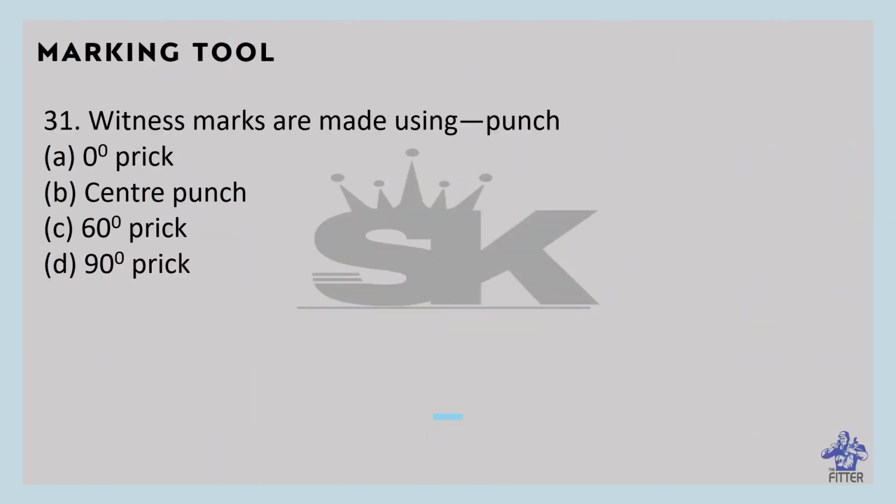From the concept of marking tools, the first question is: witness marks are made using which punch? That is the 60-degree dot punch. There are three types of punches. The first one is the center punch, and the point angle of the center punch is 90 degrees.